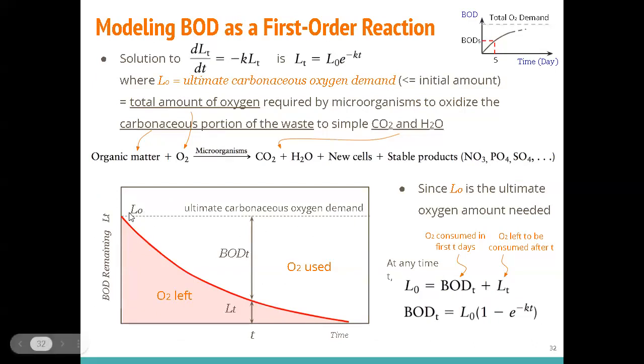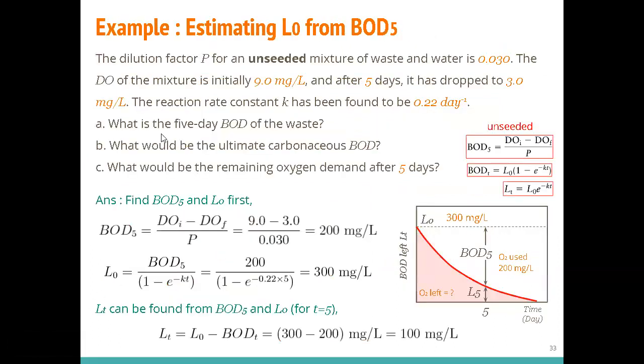Ultimate meaning that is the maximum amount. Okay, maximum carbonaceous. Carbonaceous meaning we're talking about the organic matter, the carbon inside. So how much oxygen we need to digest all the carbonaceous material in the organic matter. So it's asking you the L0 for B.